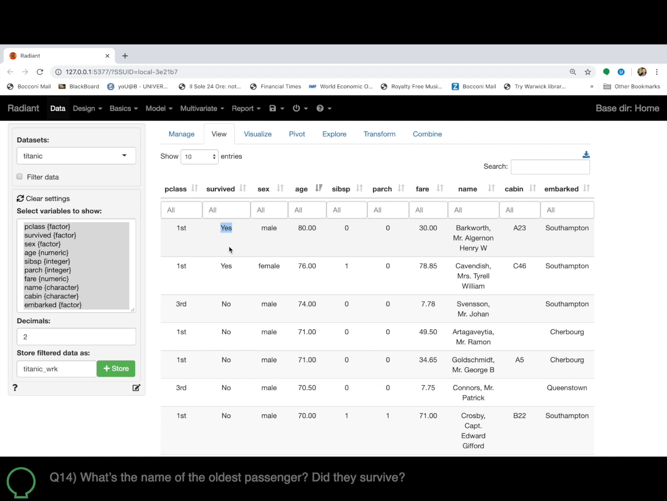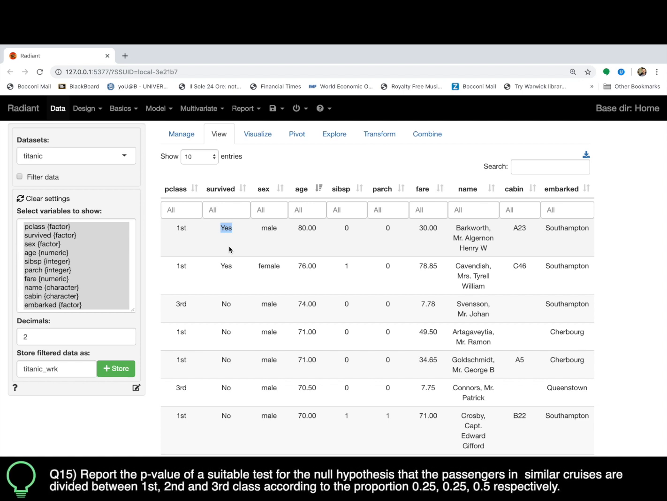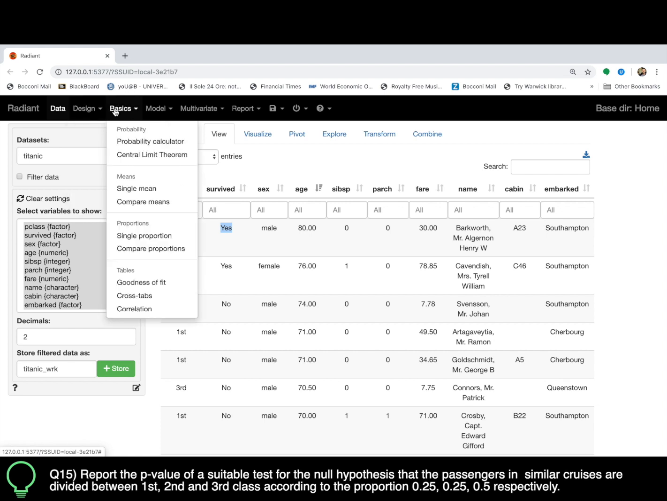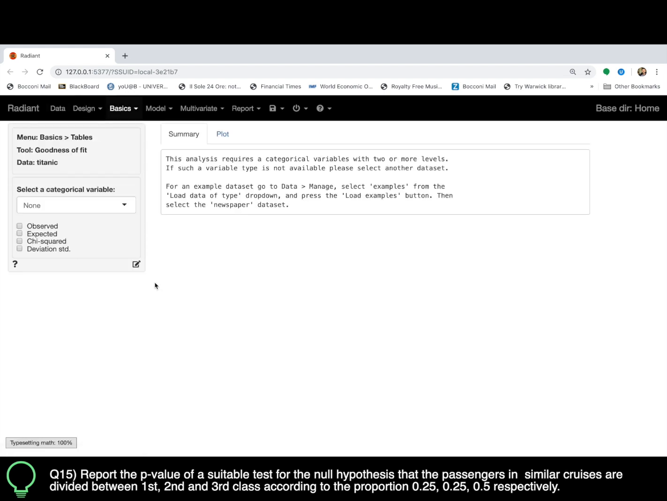Last question, question number 15. Report the p-value of a suitable test for the null hypothesis that the passengers in similar cruises are divided between first, second, and third class according to the proportions 25%, 25%, and 50% respectively. Okay, this is a chi-square test to compare our sample distribution with respect to our known distribution, and this can be done using basics, goodness of fit.